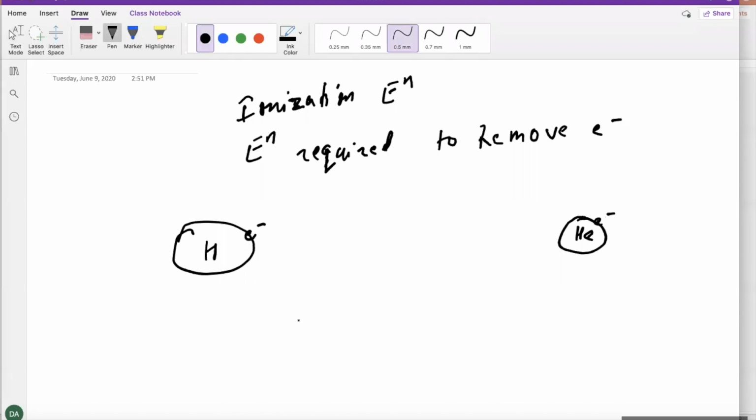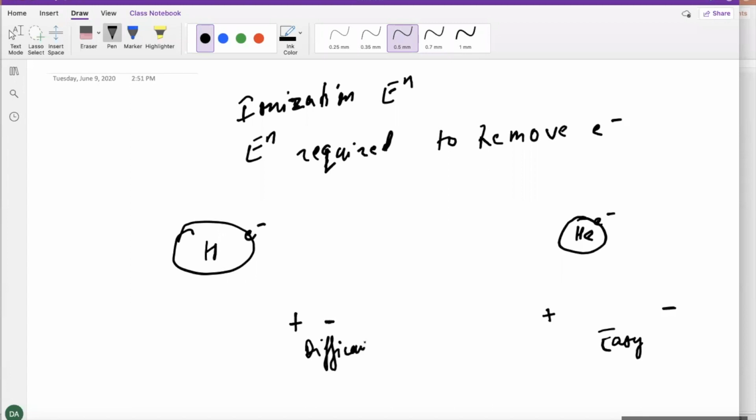So if I have a positive charge here and a negative charge here, and in the other case, I have a positive charge here and a negative charge here. It's going to be difficult to remove this electron because it's so close to the positive charge and the attraction is very strong. It's going to be easier to remove this electron because it's very far from the positive charge. It's feeling less attraction from the center. So it's easy to remove this one. It's difficult to remove this one.